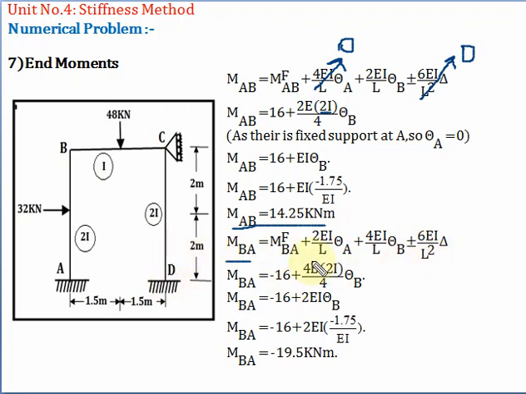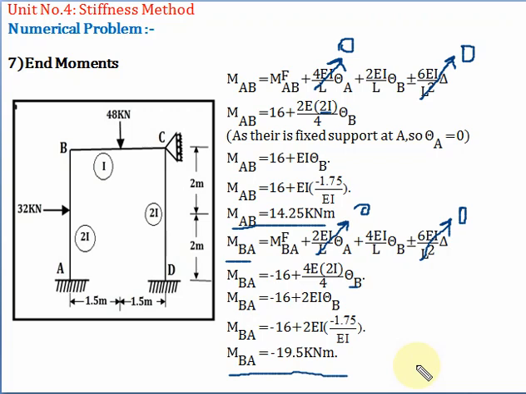Now here again the value of theta A is 0, and the value of delta is 0. Theta A is 0 because of the fixed support, and delta is 0 because it is a non-sway frame. The value of I is 2I, and the length of the member is 4. Now put the value of theta B, minus 1.75 upon EI, and after solving this we'll get the value of BA equal to minus 19.5 kilonewton meter.